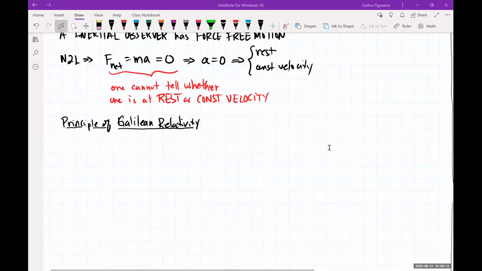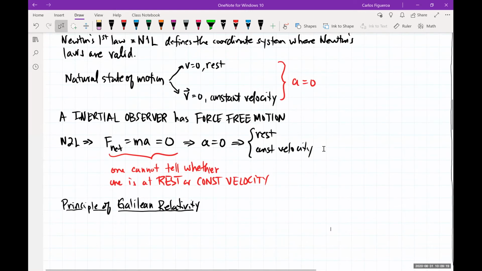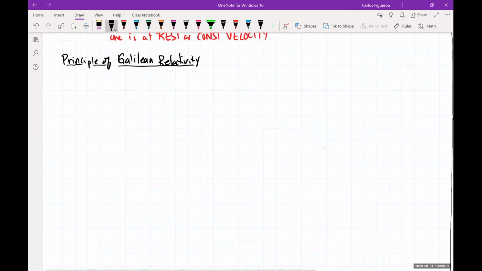Hey, Carlos. Yes. When you were talking about natural state of motion, you had two arrows and you had velocity equals 0 for rest, and then you wrote velocity equals 0. Yeah, see, I'm just trying to make sure you're paying attention. I didn't put that slash in there. You're right, there should be a slash. Okay, thank you for the help there.